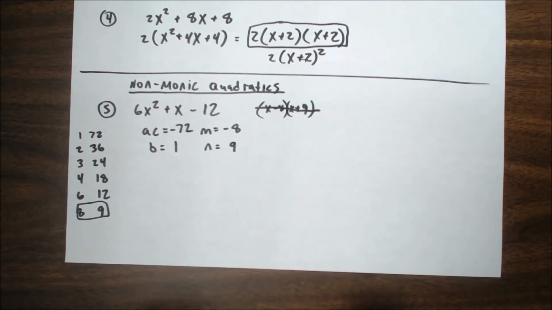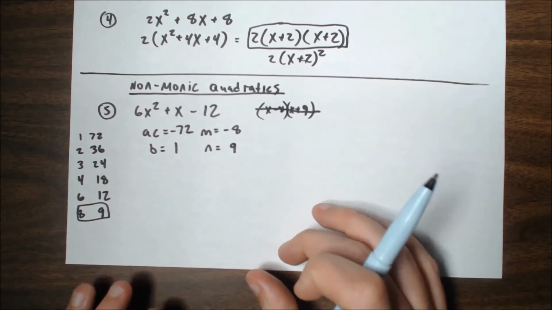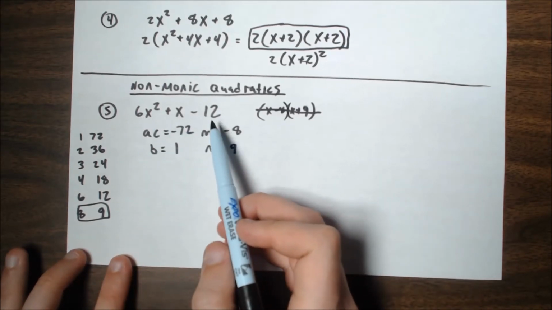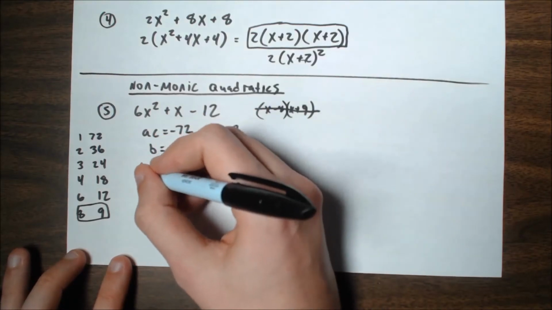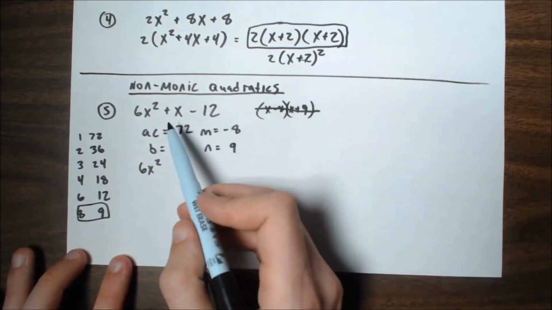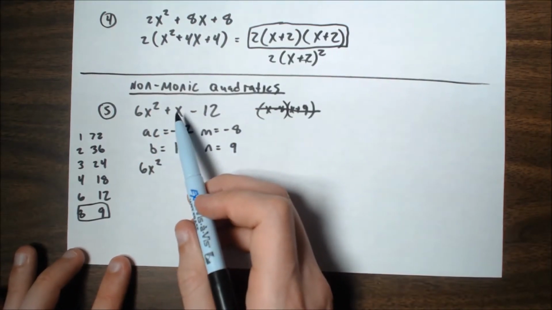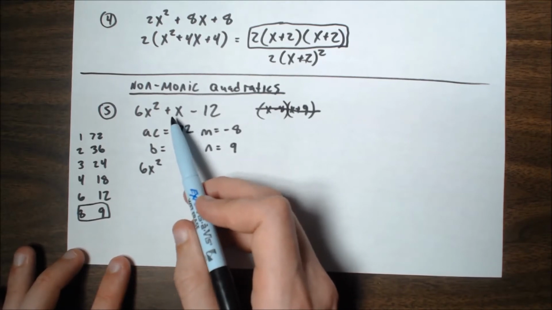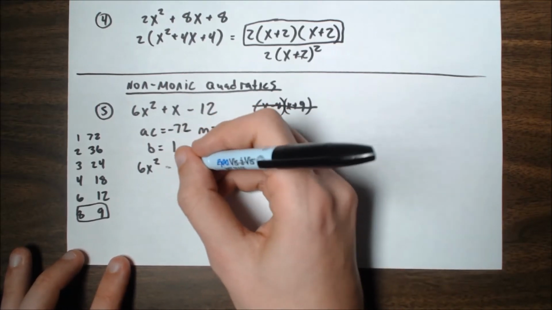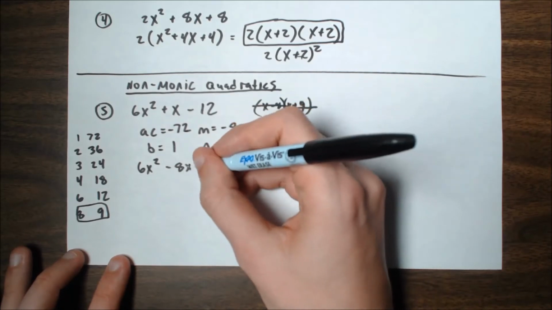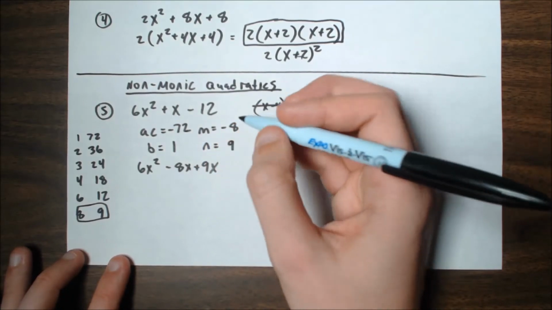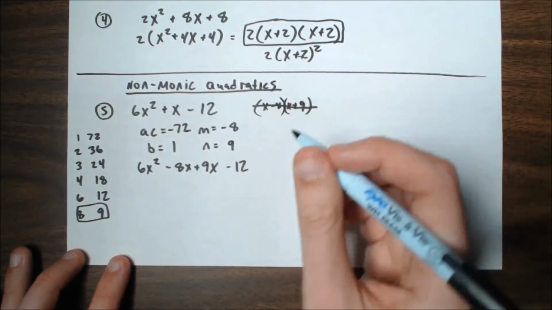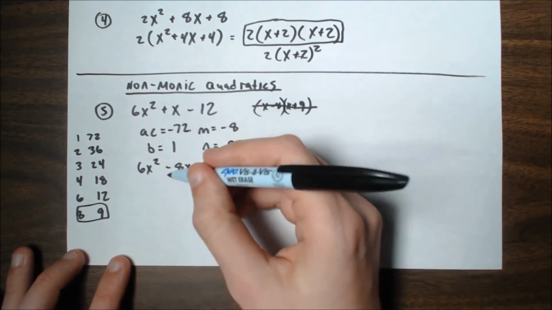And I'm going to show you a little bit extra steps here versus what I would normally do, just to make sure we understand. But I'm going to rewrite the original quadratic, 6x squared, except for this middle term. Instead of saying 1x, that is a 1x right there, right? Instead, I'm going to say minus 8x plus 9x, and then I'm going to write my negative 12 at the end. So I replaced this.